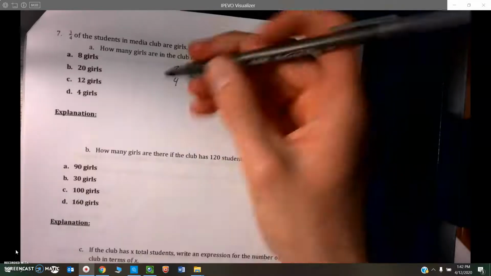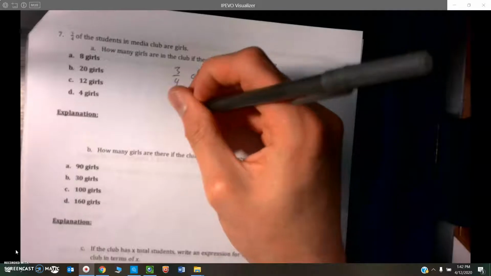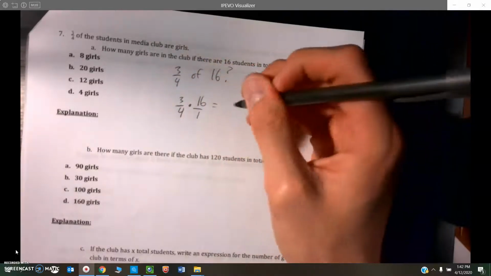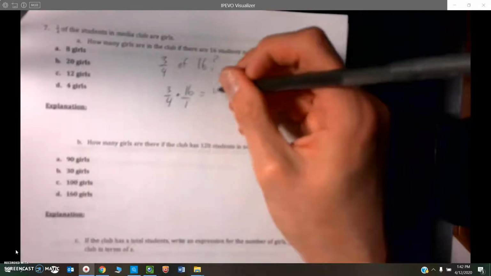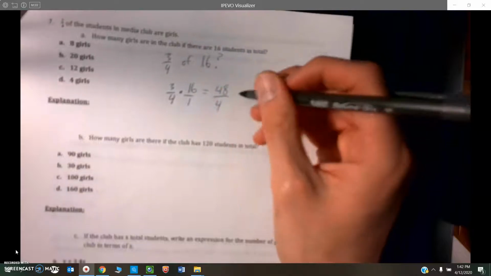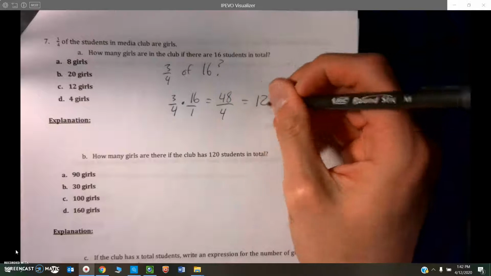Well, so we know whenever you want to find a fraction or a percent of a number, you always just have to multiply times that fraction in that number. So I'm just going to do 3/4 times 16. Any whole number can be written over 1 if that helps you. 3 times 16 is 48 over 4. And fractions are division. I get 12.